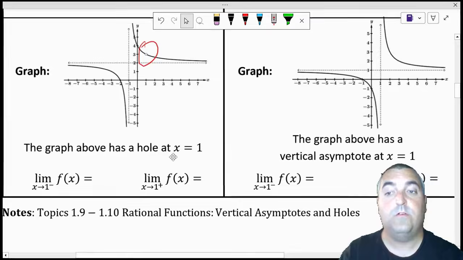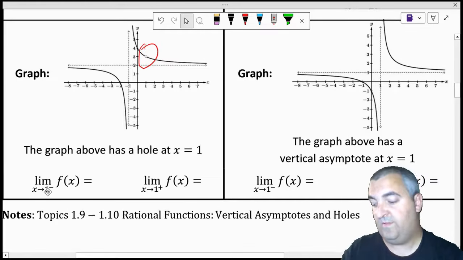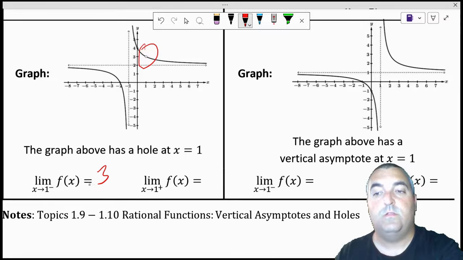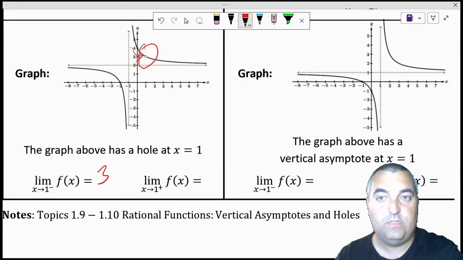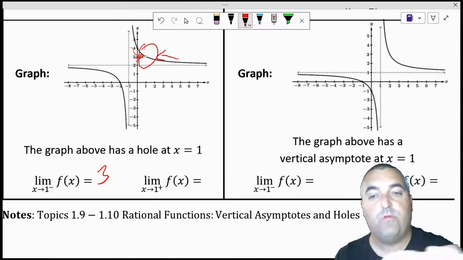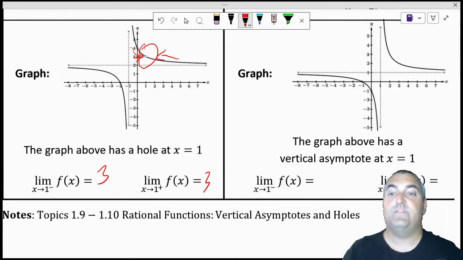So what we're going to notice, though, is our limit. Okay, so we're going to talk about the limit as x approaches 1 from the left. When we're talking about this hole, the limit from the left side as we're approaching is 3, and the limit from the right side as we approach x equals 1 is 3. So they will always be the same if it's a hole.